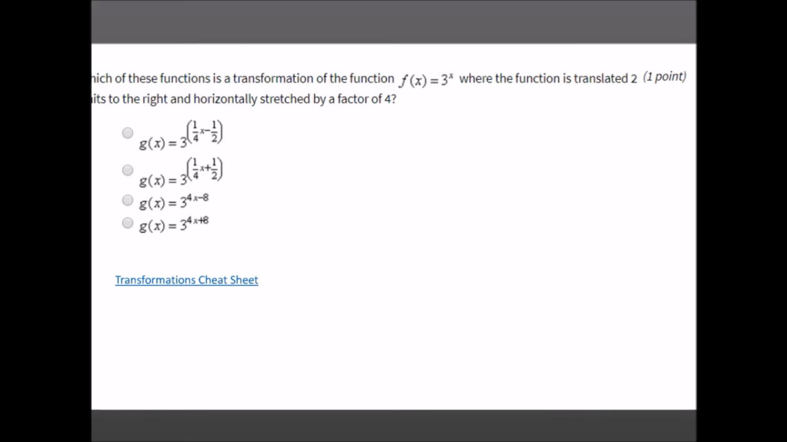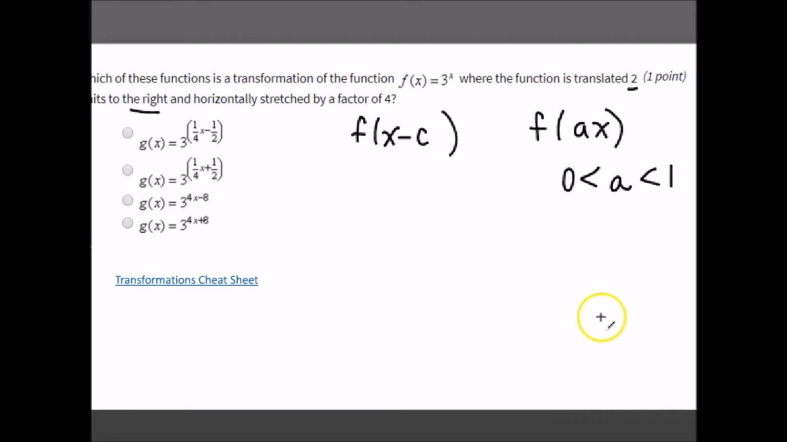All right, so taking a look at that, I am looking specifically at the lines that talk about going right c units. That's the 4th line down. So that has the f of x minus c line, which is what we're interested in because we want to go right 2 units. And we want to be horizontally stretched by a factor of 4. So we're looking for horizontally stretching, so we're looking for the f of ax on your chart, where a is between 0 and 1. So we're looking for those things to happen.